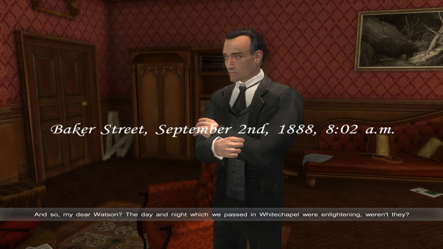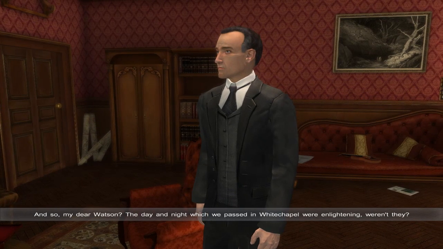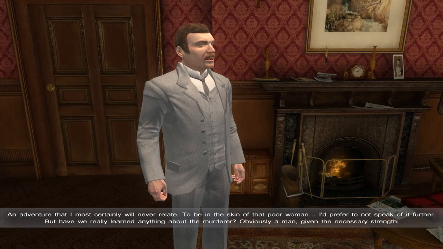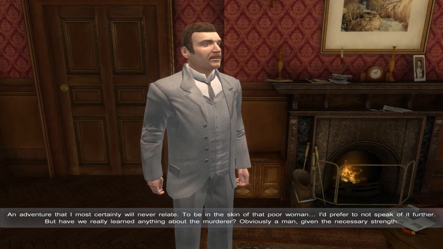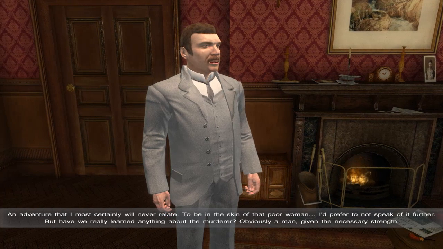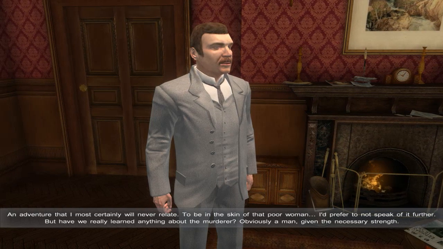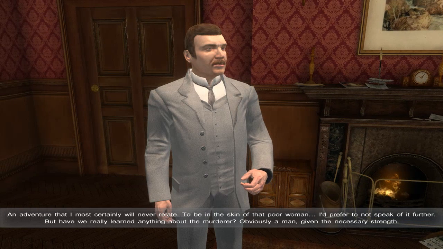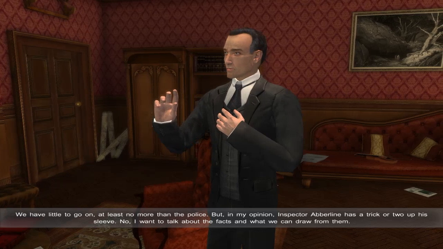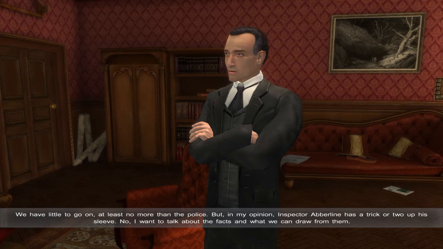And so, my dear Watson, the day and night which we passed in Whitechapel were enlightening, weren't they? An adventure that I most certainly will never relate. To be in the skin of that poor woman. I prefer not to speak of it further. But have we really learned anything about the murderer? Obviously a man, given the necessary strength. We have little to go on, at least no more than the police. But in my opinion, Inspector Aberline has a trick or two up his sleeve.